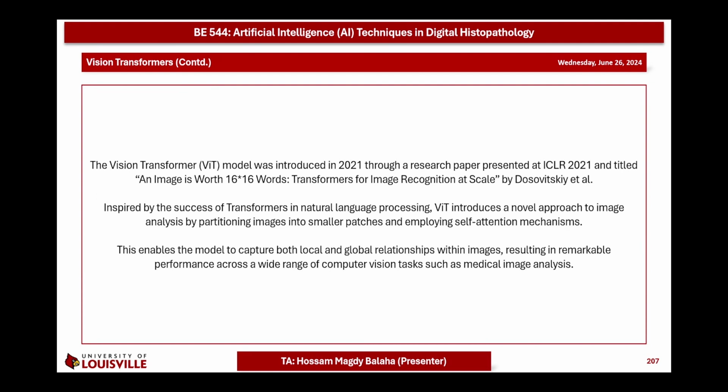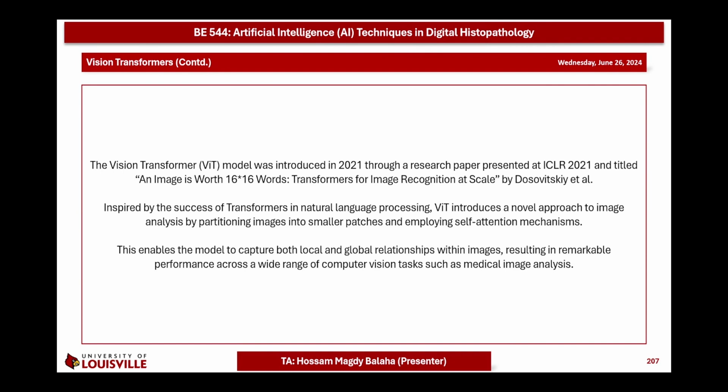In 2021, the vision transformer model was introduced in a research study called An Image is Worth 16 by 16 Words: Transformers for Image Recognition at Scale. As mentioned, vision transformers are inspired by the success of transformers in natural language processing. In natural language processing, we are dealing with sentences and paragraphs and words. Vision transformers took that concept and introduced it in a novel approach to image analysis by simply partitioning images into smaller patches and employing self-attention mechanisms.